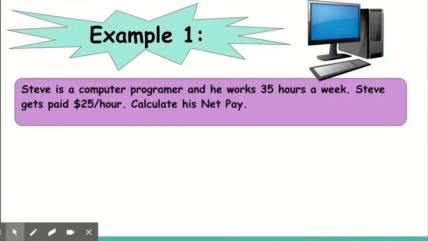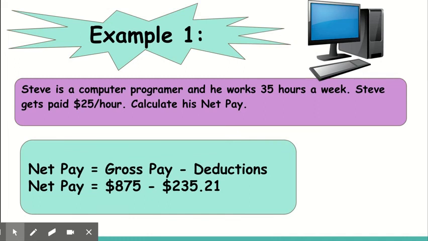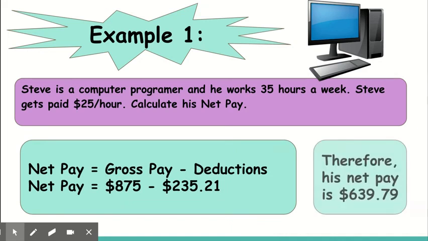So now we want to calculate his net pay. So we take the gross pay, we subtract the deductions. We take $875 minus $235.21. Therefore, his net pay, so the amount he's going to be taking home, is $639.79.